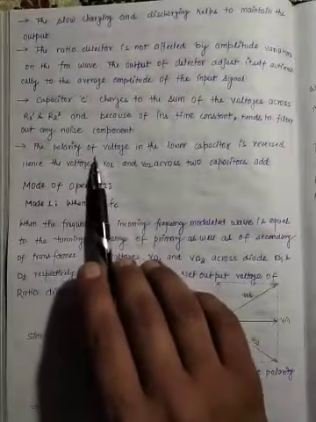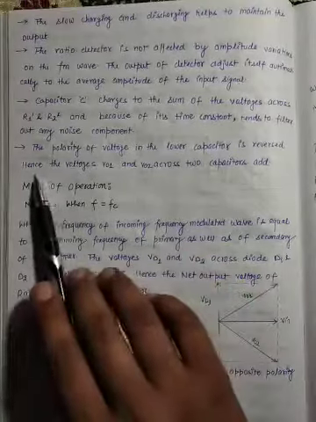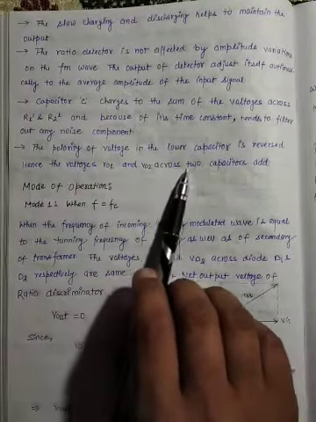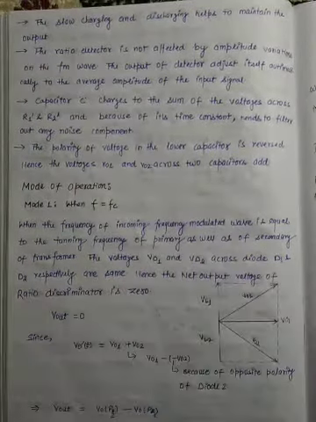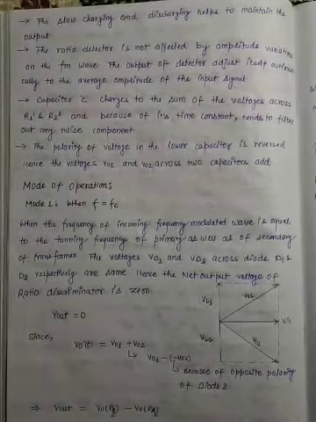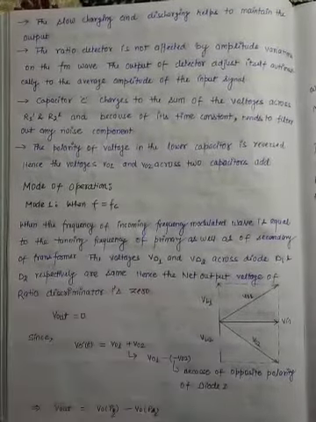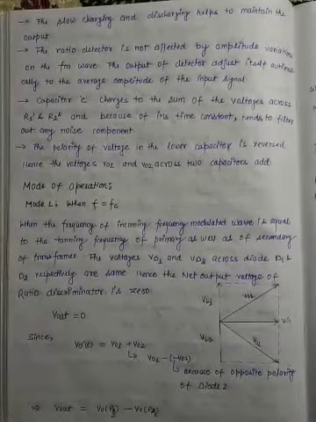And finally, the polarity of voltage in the lower capacitor is reversed, and the voltages V01 and V02 across the two capacitors are added. Okay, this is about the operation. And now talking about the modes of operation. What are the modes of operation of the ratio detector?